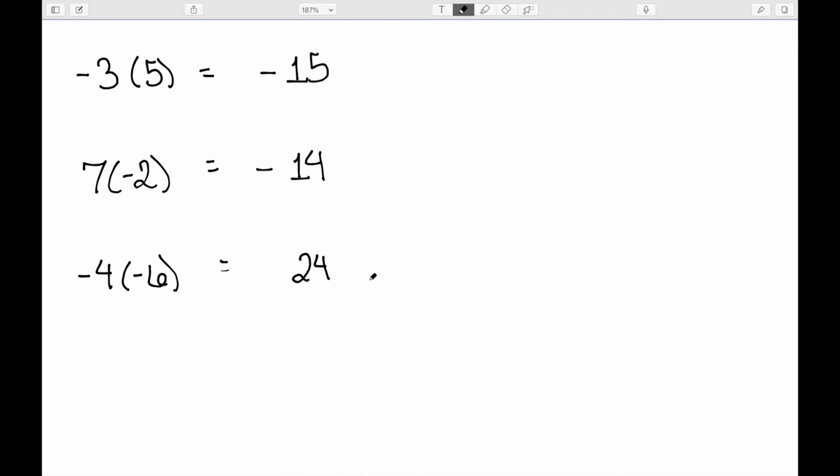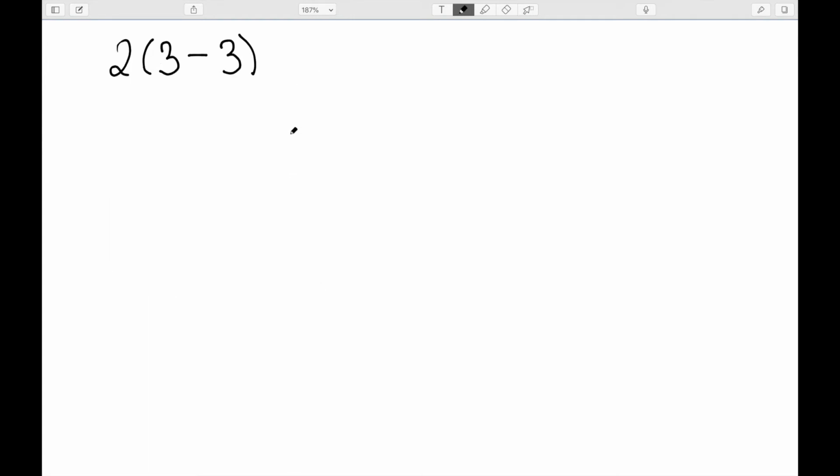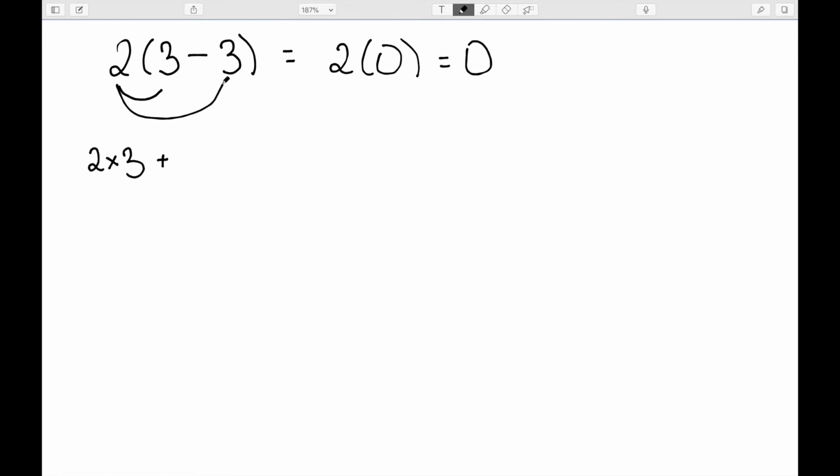So now let's look at why this works the way it does. To look at why multiplying a negative and a positive makes a negative number, let's look at this problem 2 times (3 - 3). We can see that this is the same thing as 2 times 0, which is 0. However, we also have the distributive property in math, which says this is 2 times 3 plus 2 times negative 3.